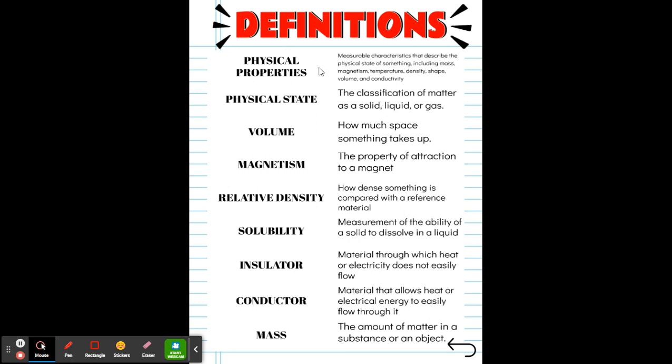Solubility is the measurement of the ability of a solid to dissolve in a liquid. Insulator is a material through which heat or electricity does not easily flow. Conductor is a material that allows heat or electrical energy to easily flow through it. And mass is the amount of matter in a substance or an object.